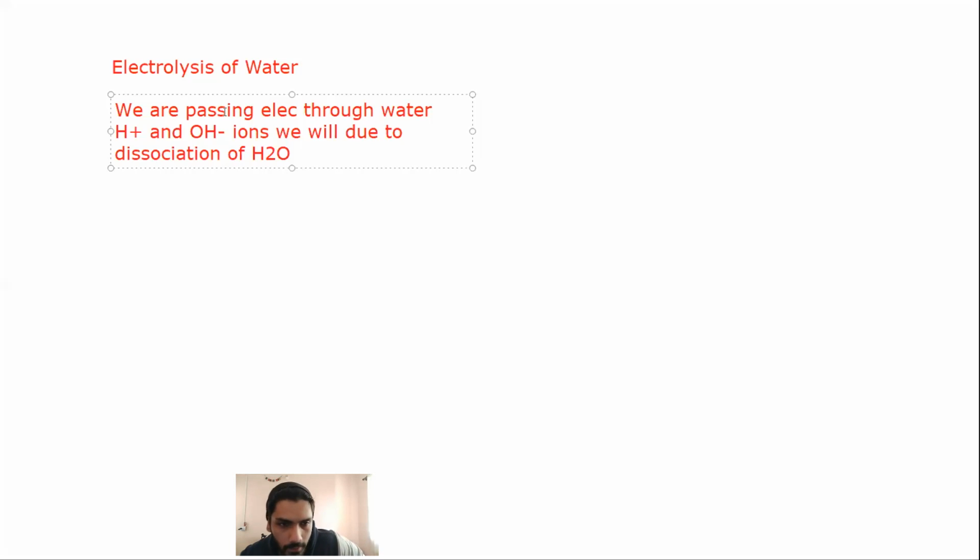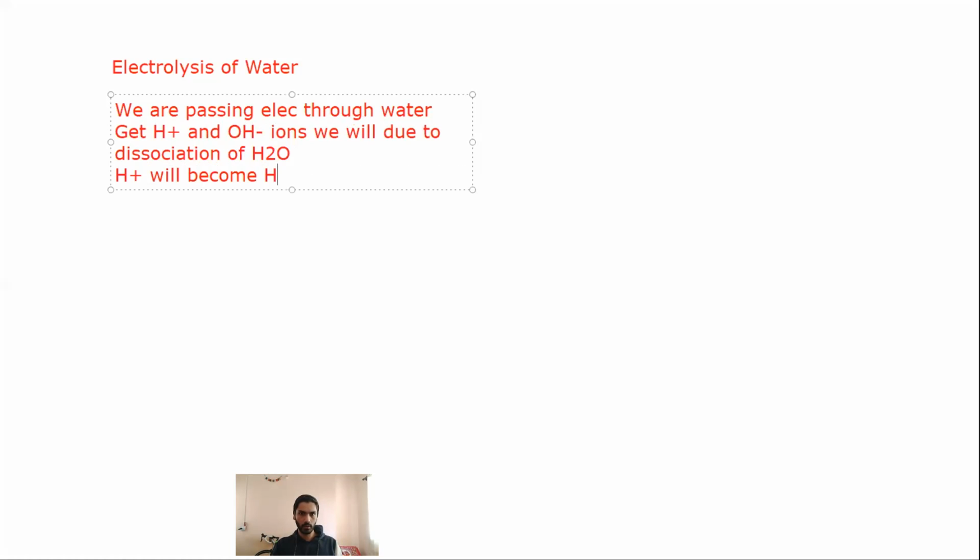Sorry. So electrolysis of water is nothing but we are passing electricity through water, and we will get H plus and OH minus due to dissociation. This is step 1. Step 2 में क्या होने वाला? H plus and H plus will come together. मतलब H plus will become hydrogen gas, H2 gas.